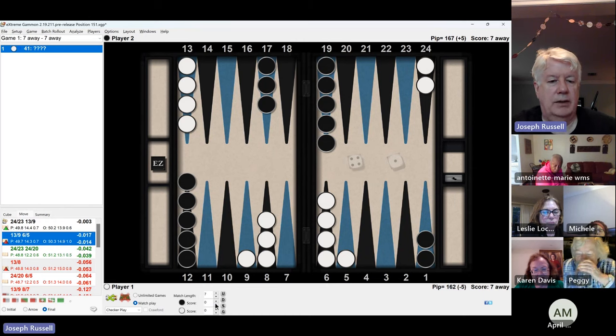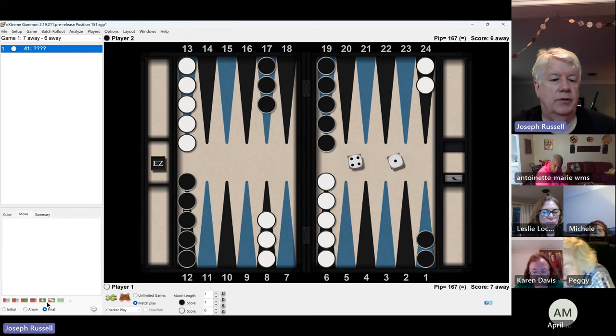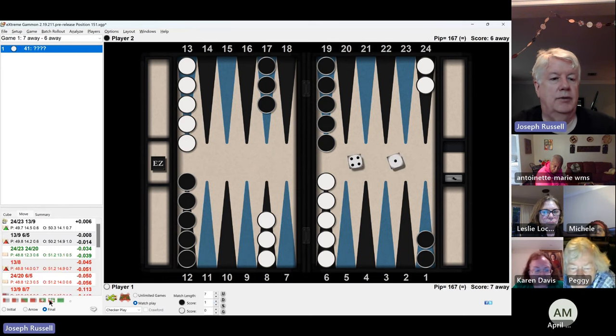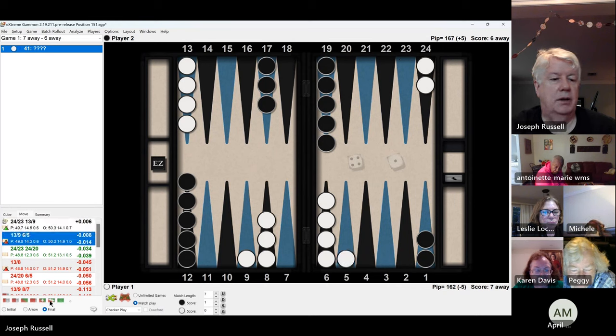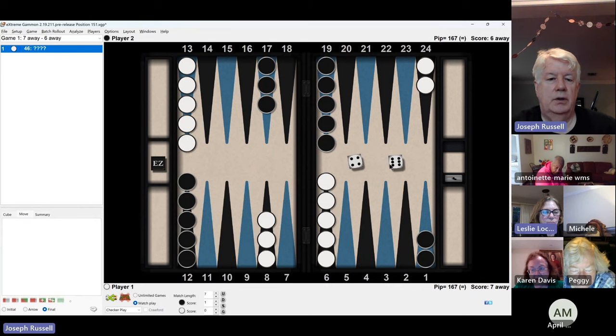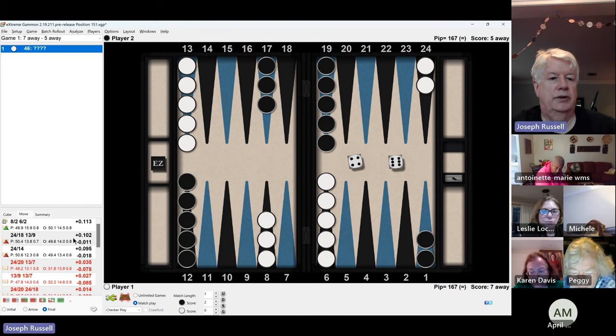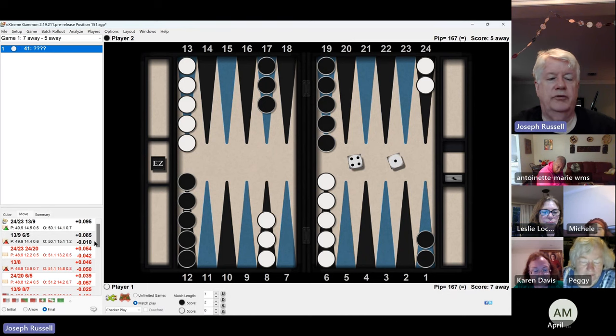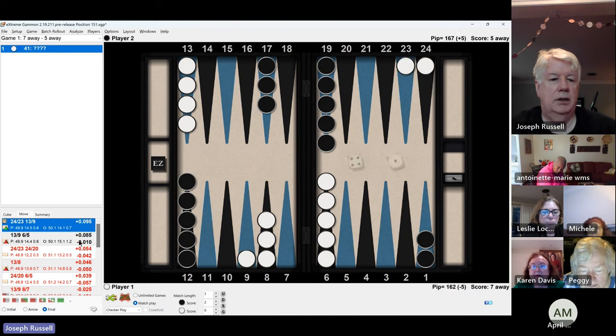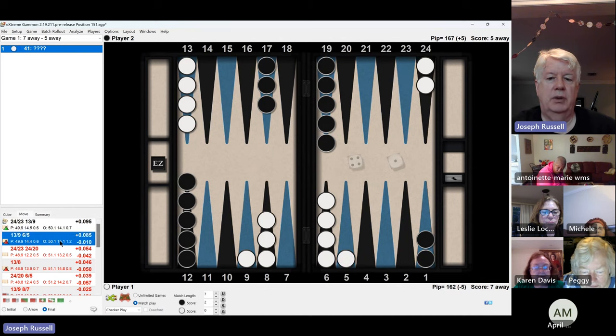Okay, so let's look at when you're trailing 1-0 and see what happens. When trailing 1-0, nothing really has changed much. It still has this play 0.014 better than this play. Okay, so what about when we're trailing 2-0? It still has the splitting, it still has this play 0.01 better than this play.